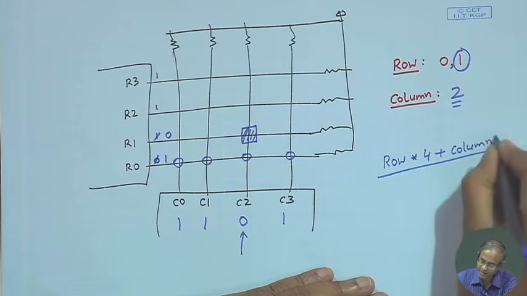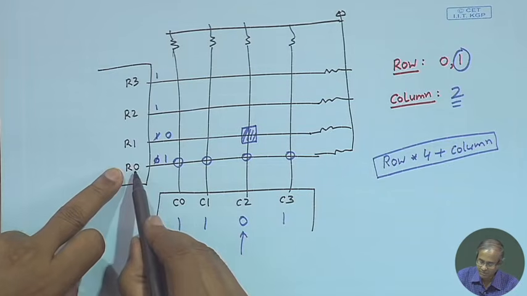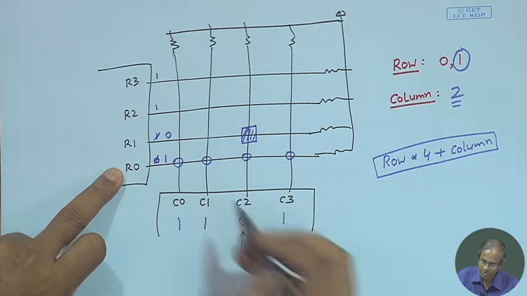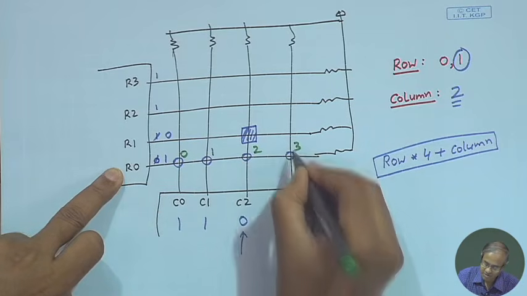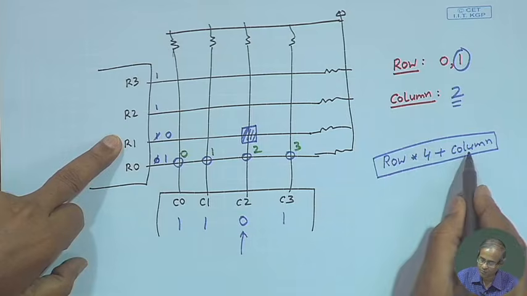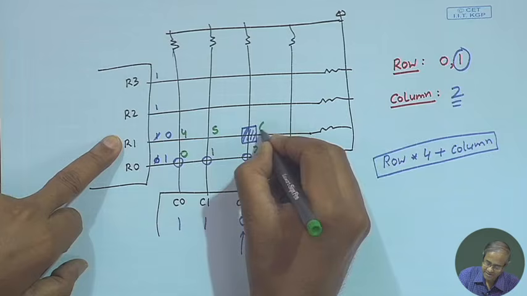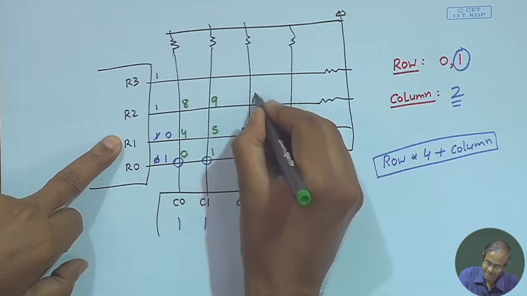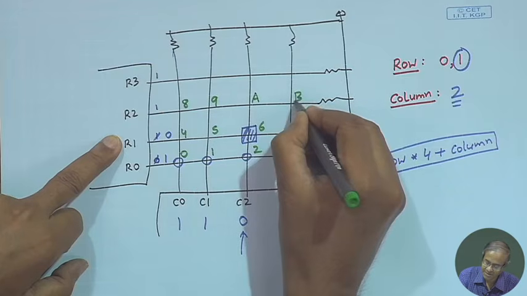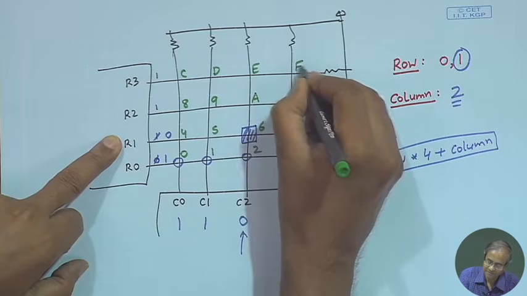This is typically done in a 4 by 4 keyboard. Like if you do this, how will the keys be mapped? Row number is 0, so 0 multiplied by 4 plus column. So, 0 plus 0, this will be 0, 1, 2, 3. Then row 1, 1 into 4 plus column, so this will be 4, 5, 6, 7, 8, 9, 10, in hexadecimal it is A, then 11 it is B, 12, 13, 14 and 15.